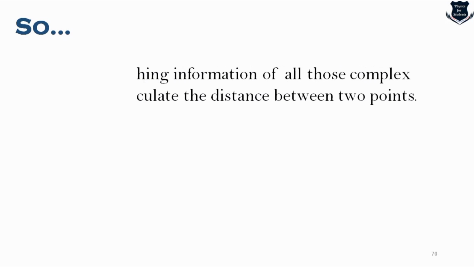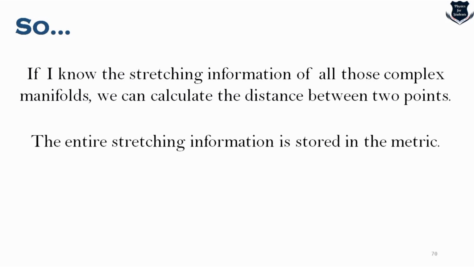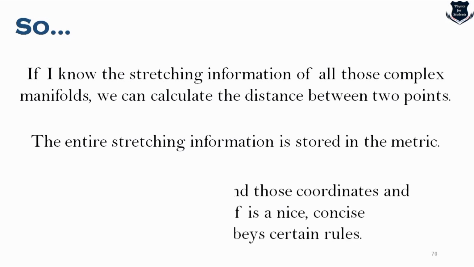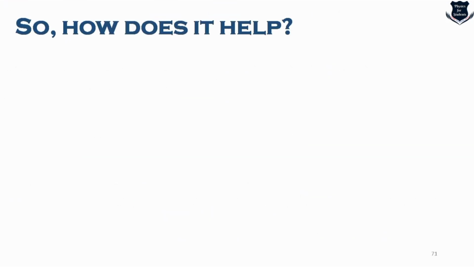So what we can say, you can read it. If we know the stretching information of those complex manifolds, we can find the distance between those points. We can use the entire stretching information stored in the metric, and the metric tensor helps us to understand and measure it, formed in a nice, concise mathematical framework which obeys certain rules. So 1, 2, 3, these are the most important parts which we have reached till now: how these stretching informations are stored in the metric tensor and how we measure it.